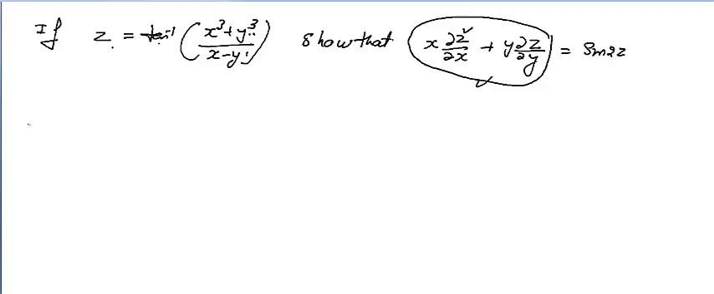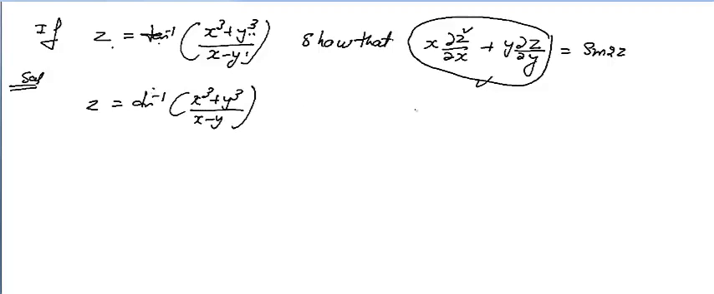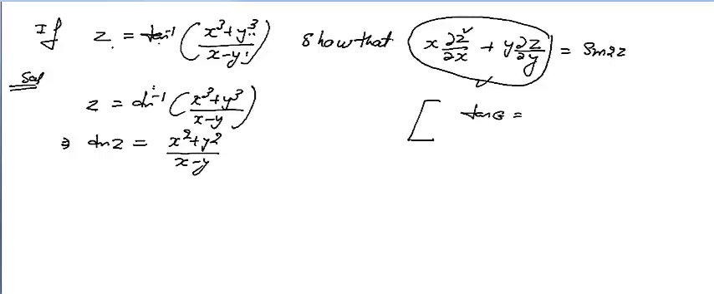See, what you will do, you have z is equal to tan inverse of (x cube plus y cube) over (x minus y). Very interesting. You know that if z is equal to tan inverse of something, then taking tan, the inverse will go away, and tan z is equal to (x cube plus y cube) over (x minus y). Everybody must be aware, if you have tan theta is equal to y, then theta will be tan inverse y. So you can write this to this and this to this.